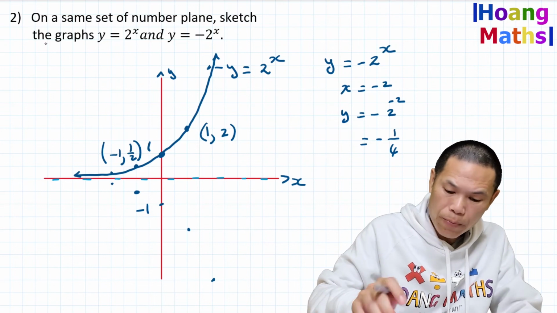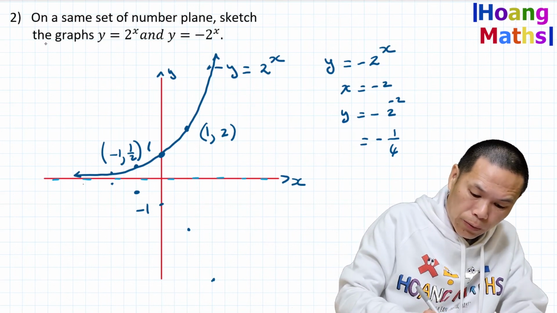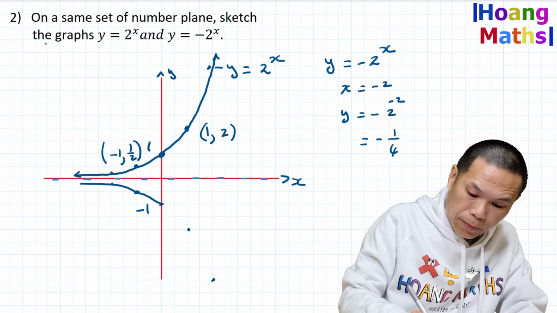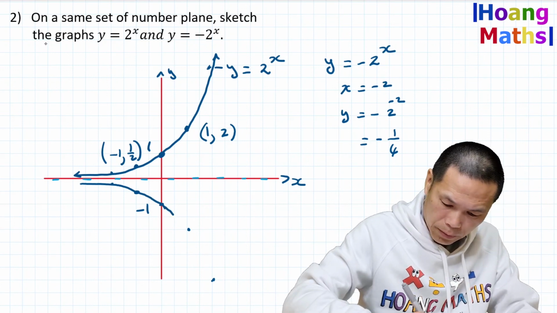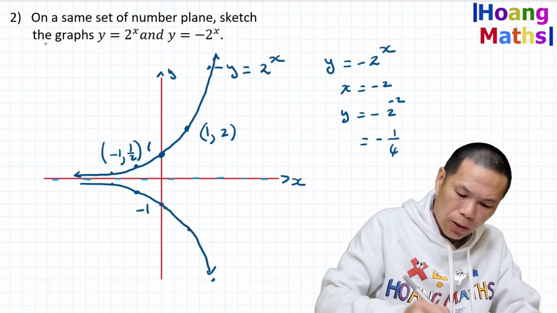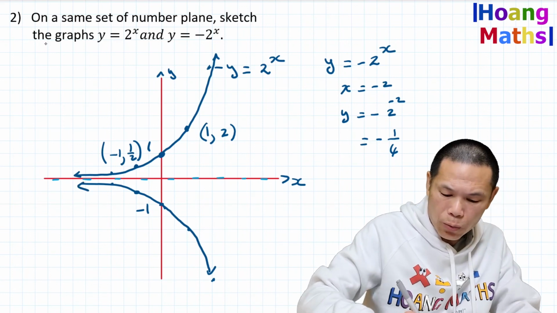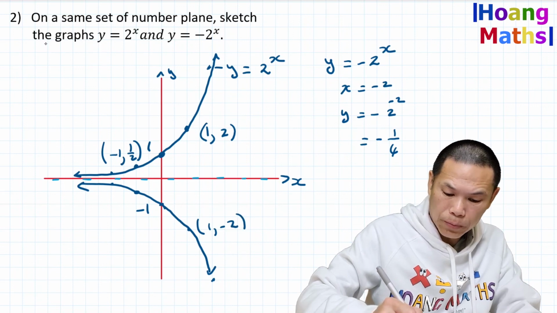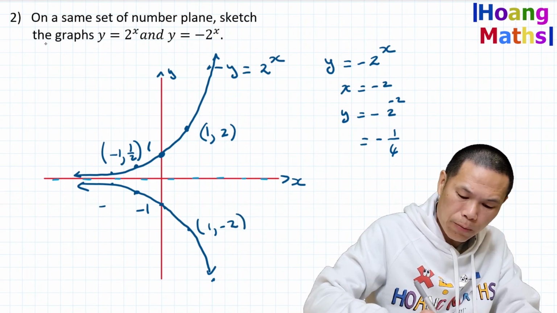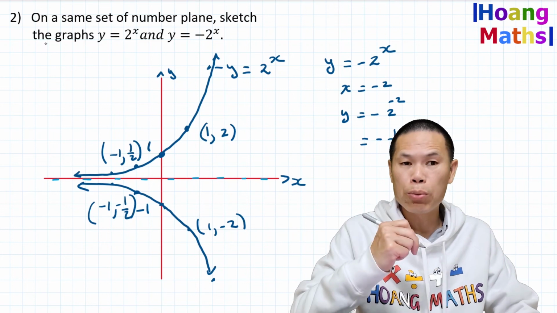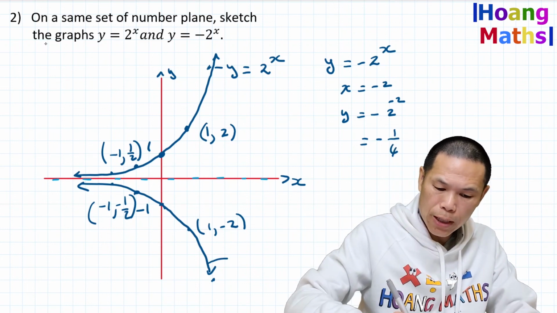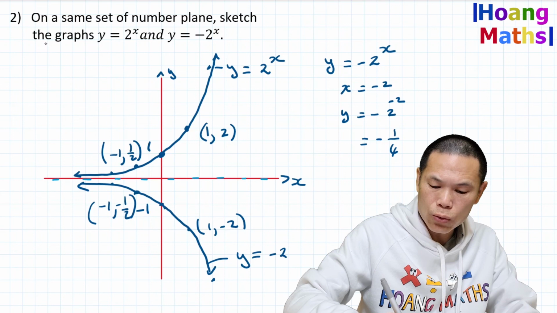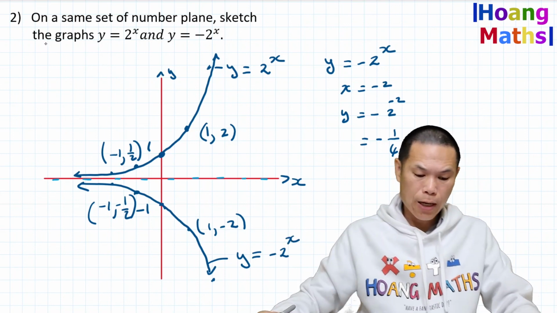So now just join together, like that. So there you go. This is the graph. Let me write down this point here, 1, negative 2. And this point here is negative 1 and negative a half. We just need to locate a couple points. So this graph here is y is equal to negative 2 to the power of x.